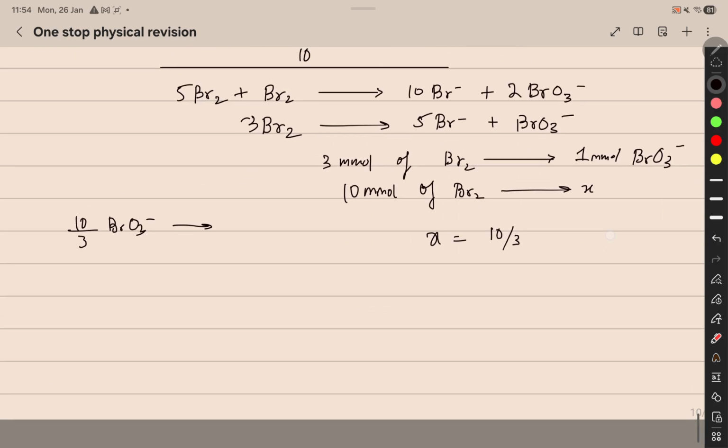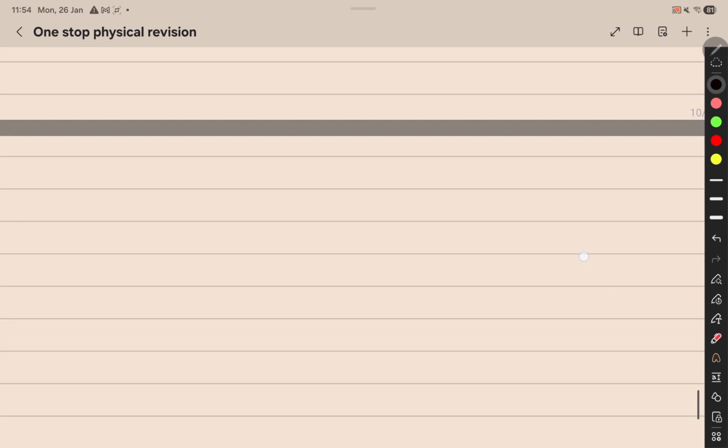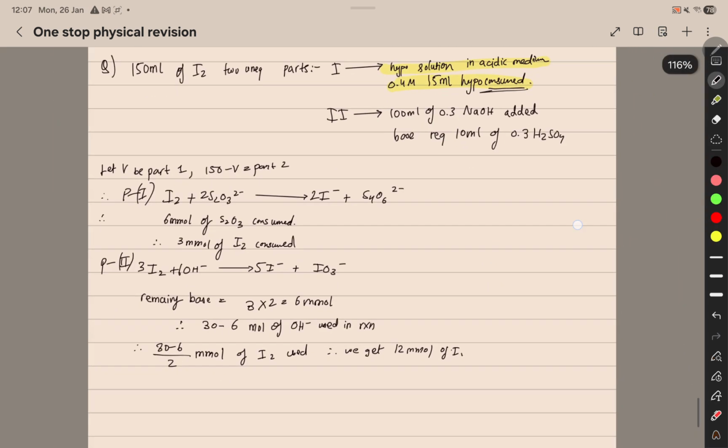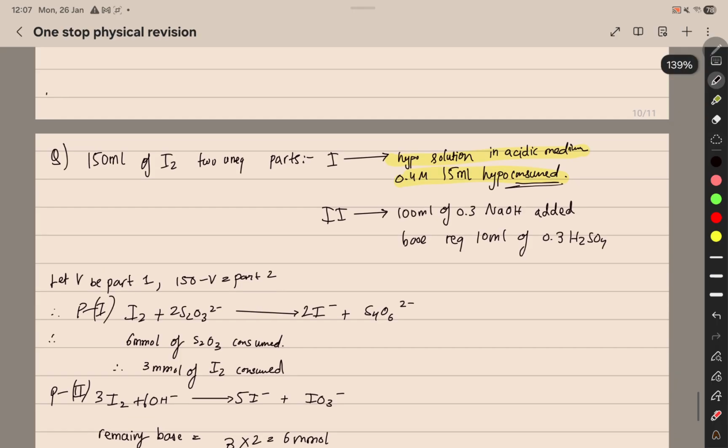Very simple question, but now I'll be moving to a little easier one. Then we will discuss this question. 150 ml of I2 is divided into two unequal parts. The first part is added to hypo solution in acidic medium, and 15 ml of 0.4 molar hypo is consumed. The second part is added to 100 ml of 0.3 NaOH, and the residual base required 10 ml of 0.3 molar H2SO4.